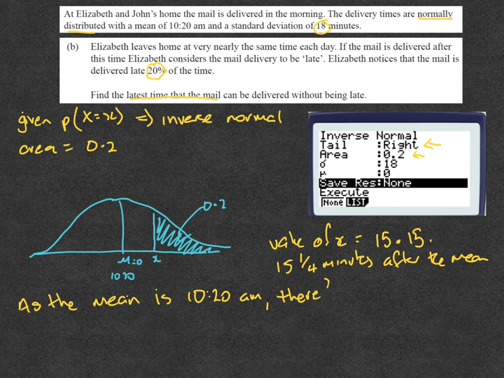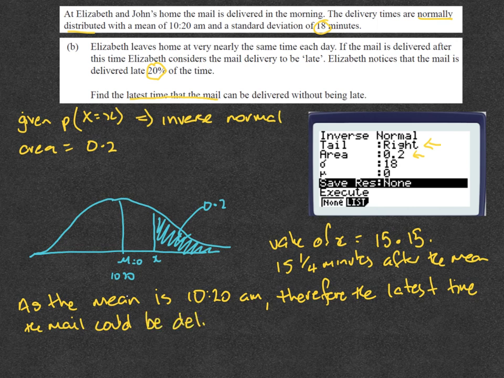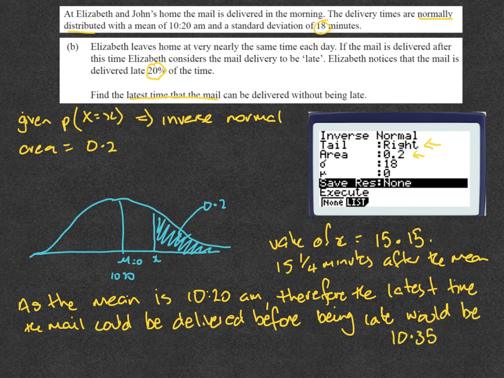therefore, and this is what you'd write, therefore the latest time the mail could be delivered before being late would be 15.25 minutes after the mean. So it could be delivered before being late at 10:35, basically. Keeping it to the minute is fine.